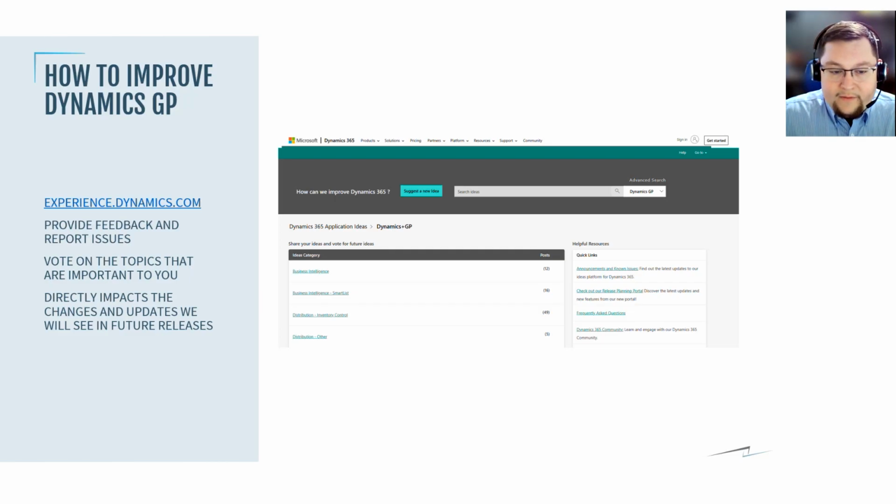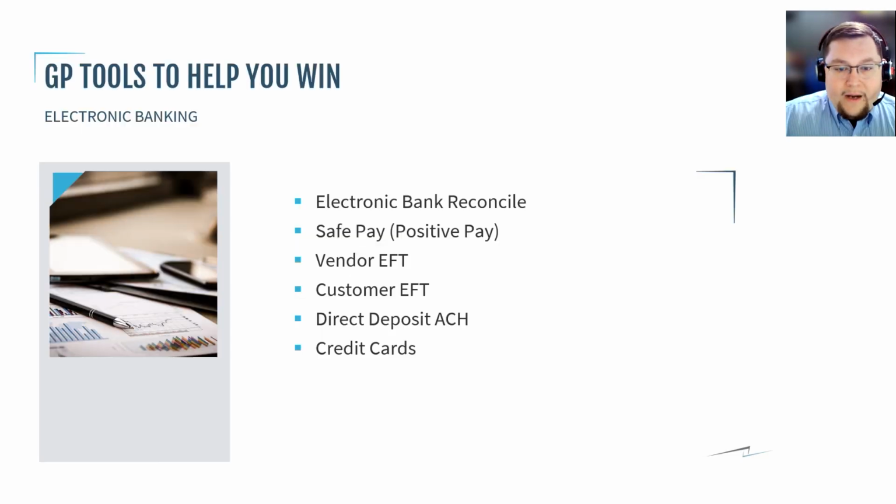This is exactly where Microsoft and their development team look when they're looking to make updates to Dynamics GP. So those feedback items that get the most votes and have the most activity and discussion around them are going to be the ones that we see in GP. It is something that you can directly control if there are still improvements that you want to see in the software.